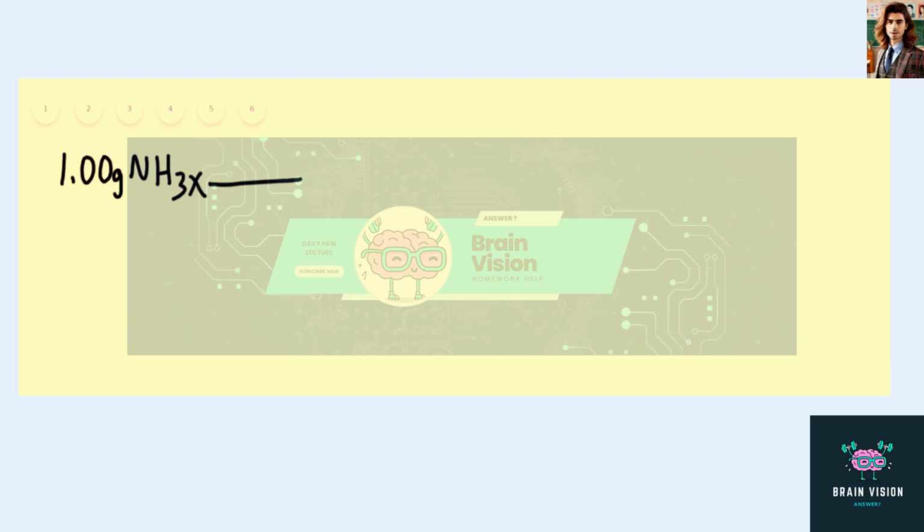By using our periodic table, we notice that the mass of nitrogen is 14 and the mass of hydrogen is 1. Since there are 3 hydrogens, the approximate mass is 17. The exact mass is closer to 17.031. So adding our masses together will give us that there's 17.031 grams in 1 mole of NH3.